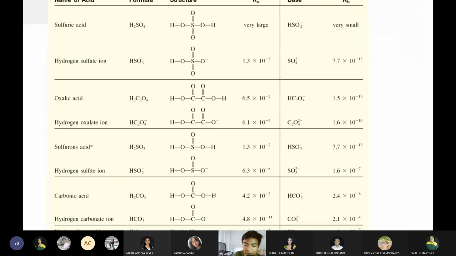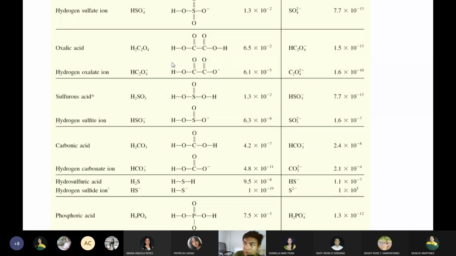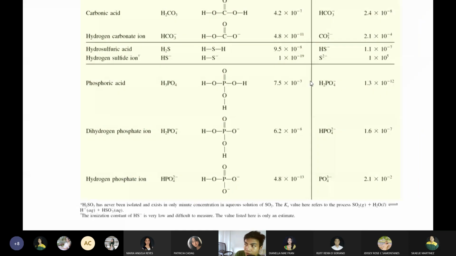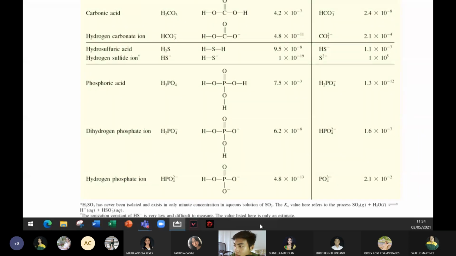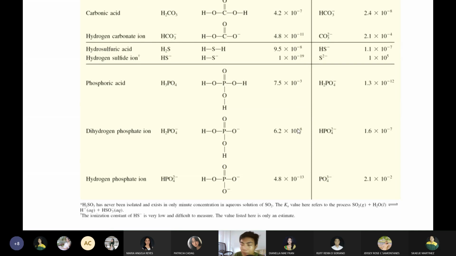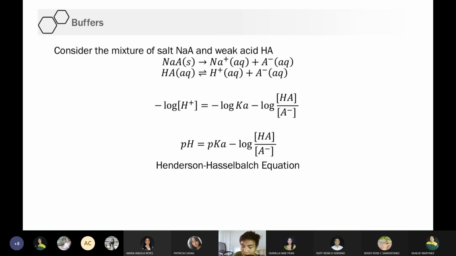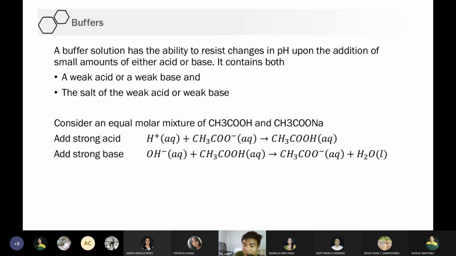So, here are the other Ka values for other acids. Mapapansin mo for the other acids, you have no choice but to use the ICE table talaga, and the small x approximation. Especially for phosphoric acid, tignan mo, 3 yung kanyang K values. Okay, so ganun lang. So babalikan natin tong topic na yan pagdating natin sa titration.